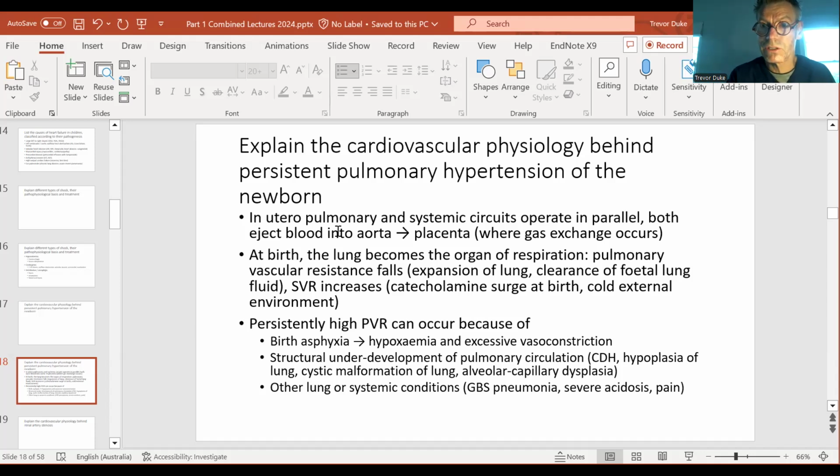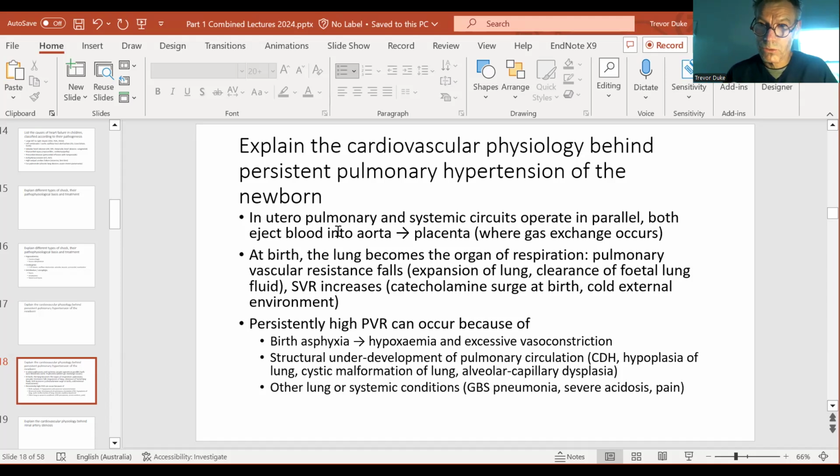Hypoxia leads to increased pulmonary vascular resistance, but it also doesn't enable the hyperoxic environment, the adequate oxygen levels, to reduce prostaglandin secretion and therefore close the duct. So the duct stays open, PVR stays high, and you get right to left shunting through the patent ductus arteriosus. That's the typical persistent pulmonary hypertension of the newborn, which occurs in a baby who's had perinatal asphyxia. And that can lead to pulmonary hypertension.